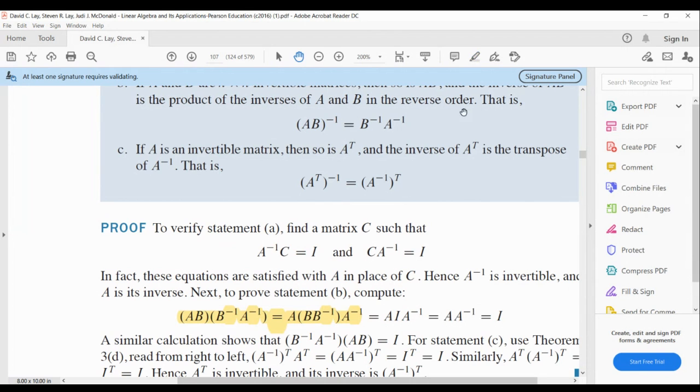Let me get it with my highlighter there. Matrix multiplication is associative, so you can regroup how you multiply. Group B and B inverse together, with the A to the left and the A inverse to the right. But B times B inverse is the identity, so you get A times the identity times A inverse, and that equals the identity.